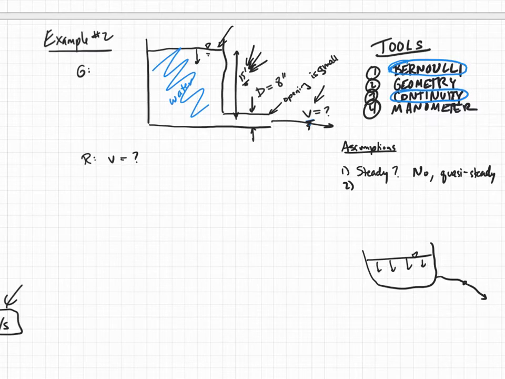Like, the surface isn't really changing. Okay, so that's kind of what we're doing. We're saying it's quasi-steady. Okay, how about inviscid? Can we say that between whatever two points we want to use, there's no friction, there are no turbines or pumps or anything like that?